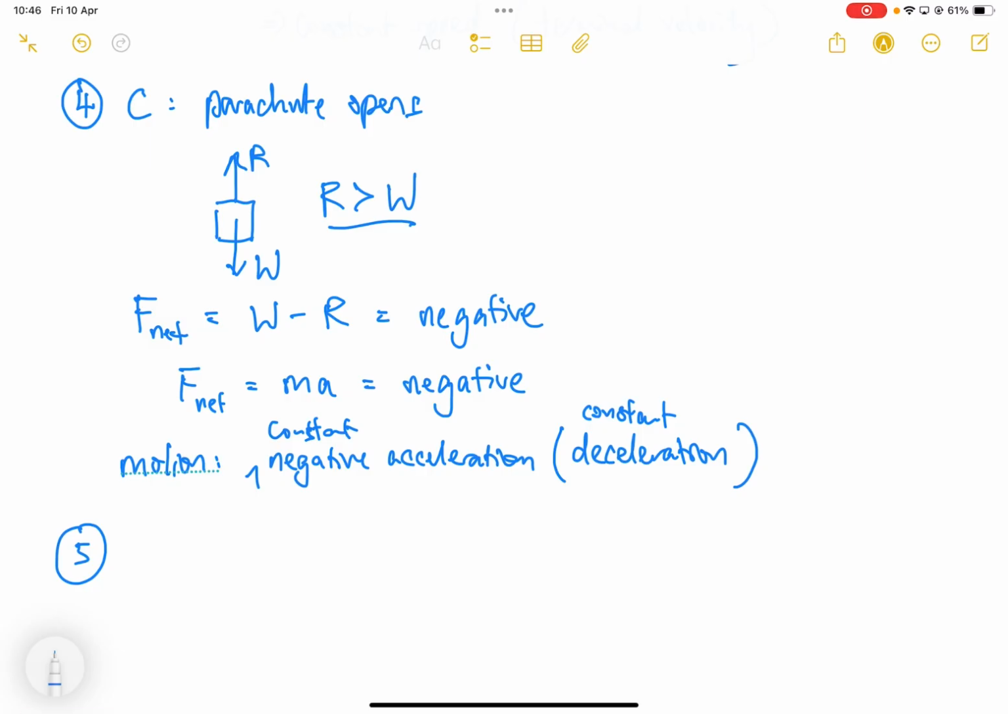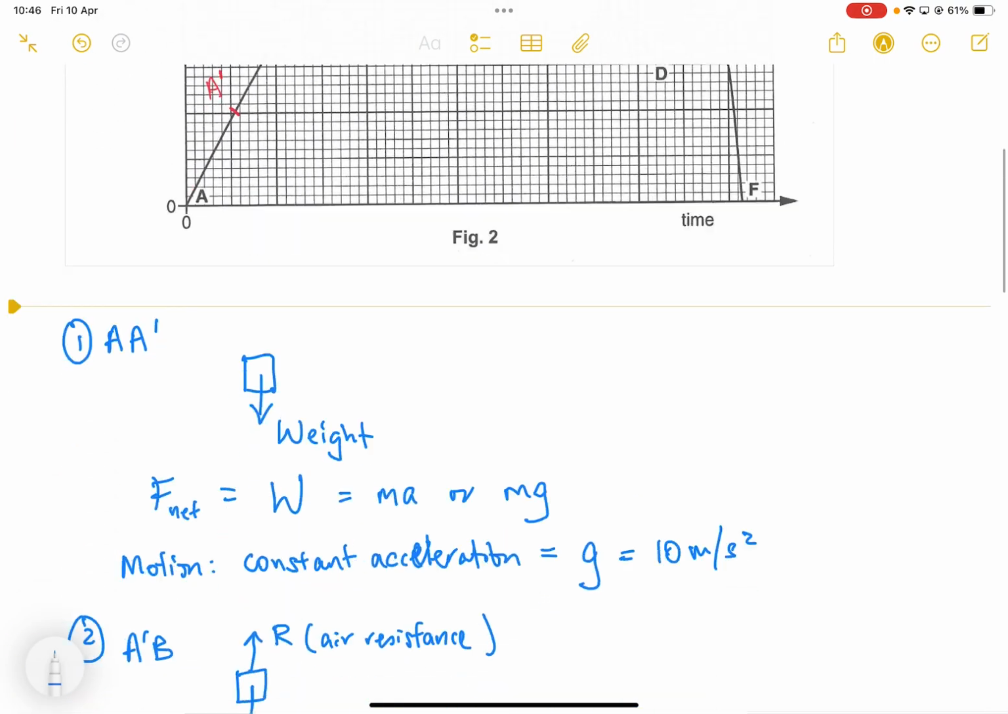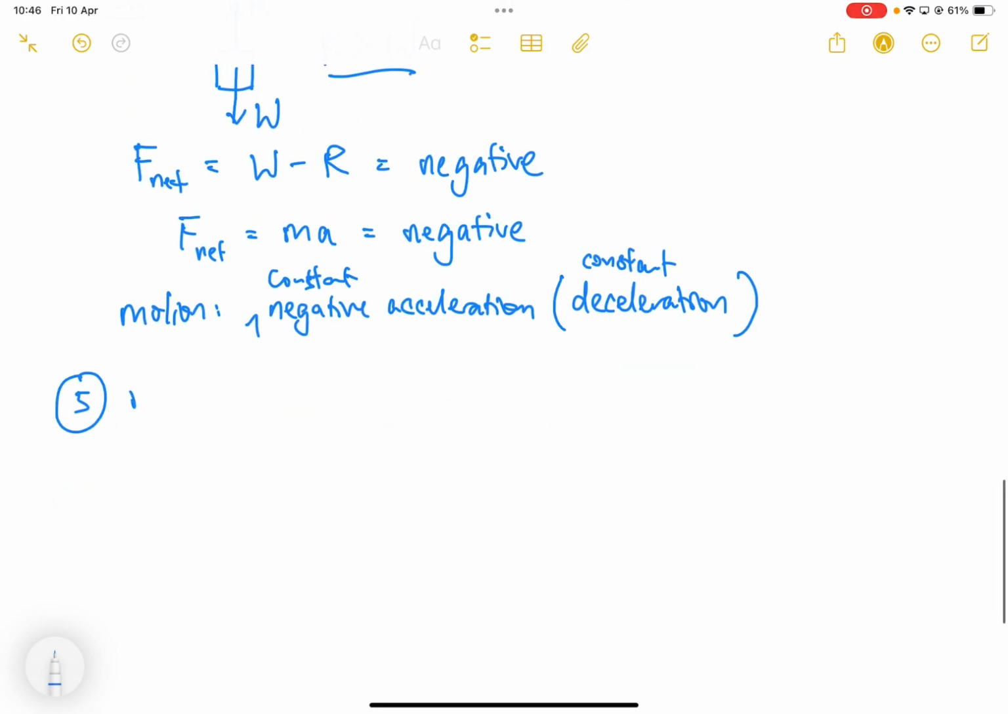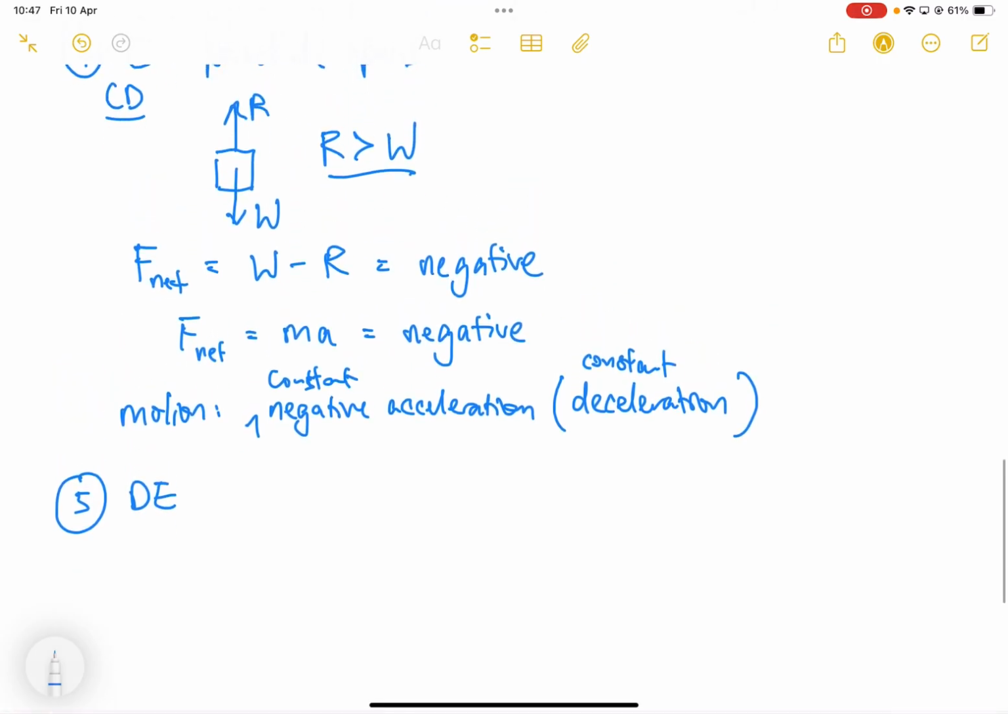Okay, now it will be much slower than before. It's from D to E, right? CD. Okay, I should put CD over here, all right? So the CD over here, and then here is DE. All right, so here it reaches another terminal velocity. All right, the speed is constant now again.